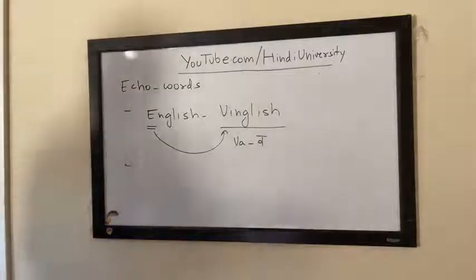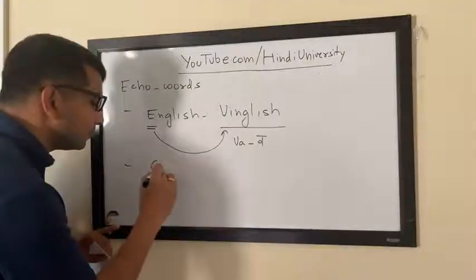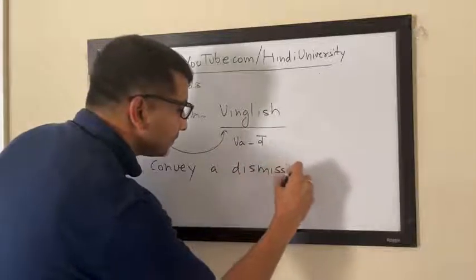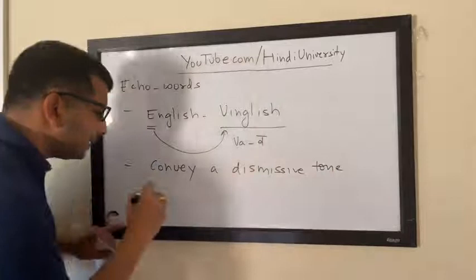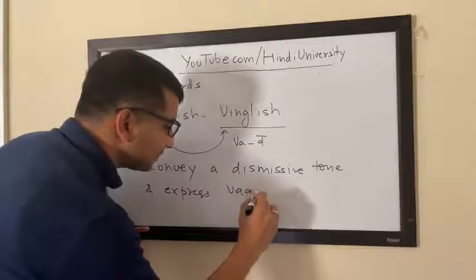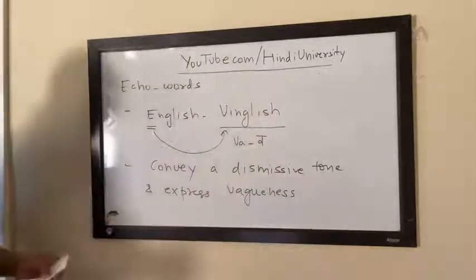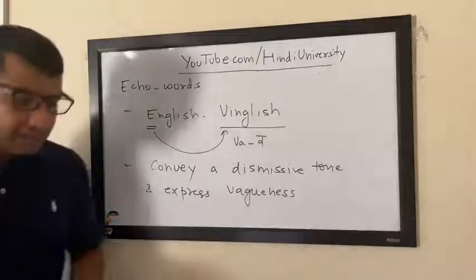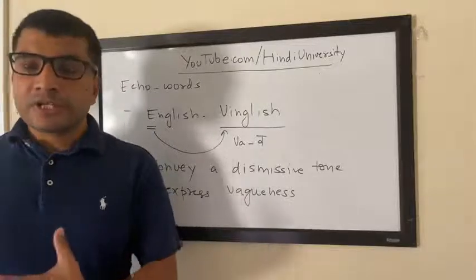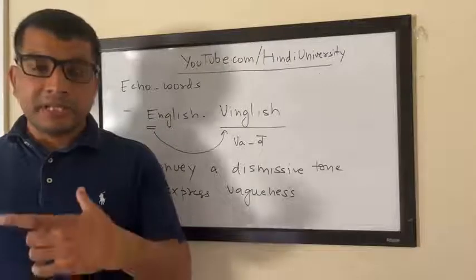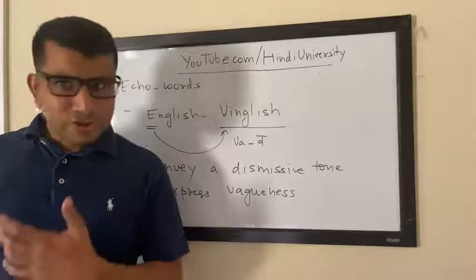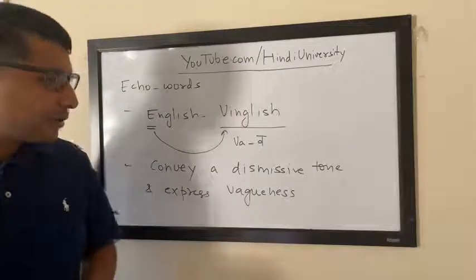What else can it mean? It could also convey a dismissive tone, and express vagueness. Now, what do I mean by vagueness? Vague is, in this case, the speaker wants to remain vague about it. Okay, he or she is not really specific about the object, and they're trying to be like bring chai or things like that. Okay, doesn't mean that just bring chai. Okay, but they want to be vague about it. Okay.